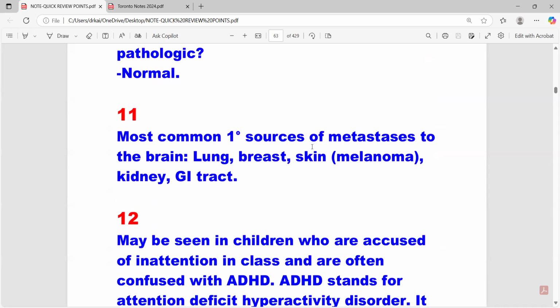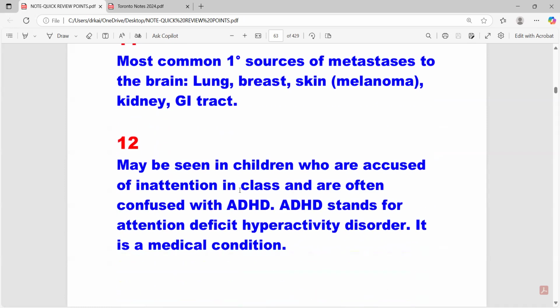Most common first degree source of metastasis to the brain that comes from lung, breast, skin, kidney, and GI tract. It's important. Maybe because I think it was in the last time's MCQ practice test, may be seen in the children who are accused of inattention in the class and are often confused with the ADHD. So ADHD stands for the attention deficit. So don't mix the inattention with that one.